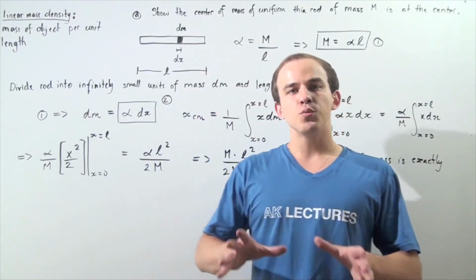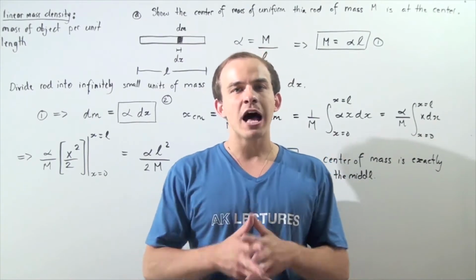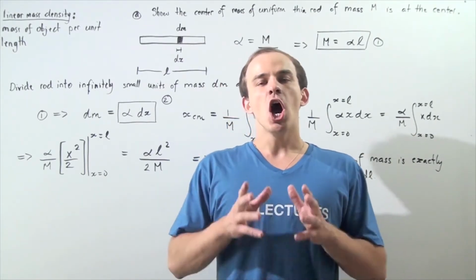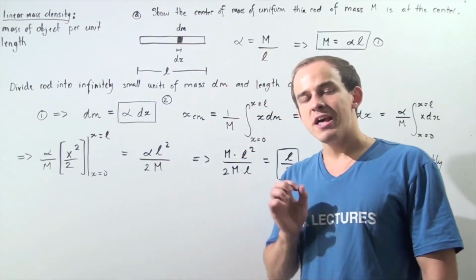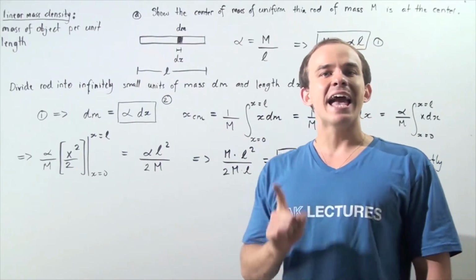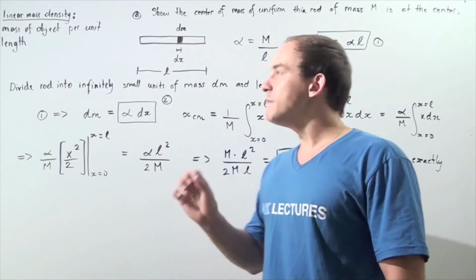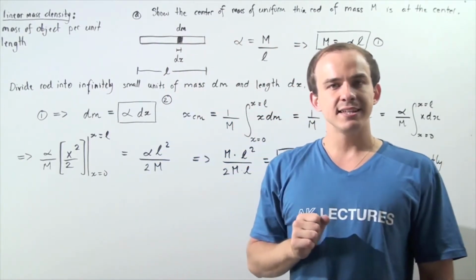So let's suppose we are given a thin uniform rod and we want to find what the center of mass of that uniform thin rod is. In fact, we want to show that the center of mass of our uniform thin rod is exactly at the center. So before we begin, let's define what linear mass density is.